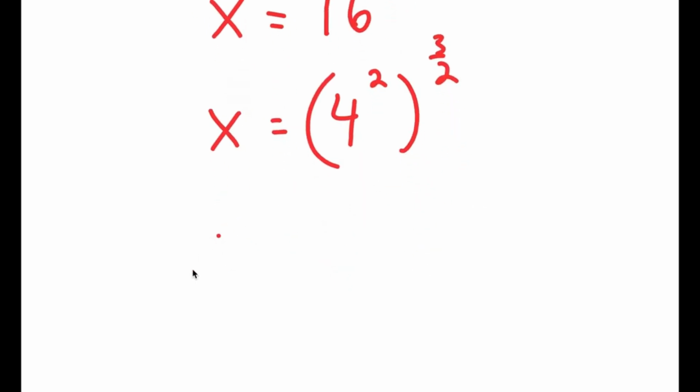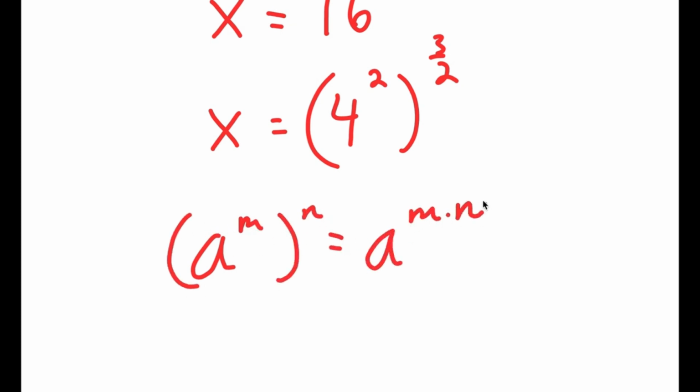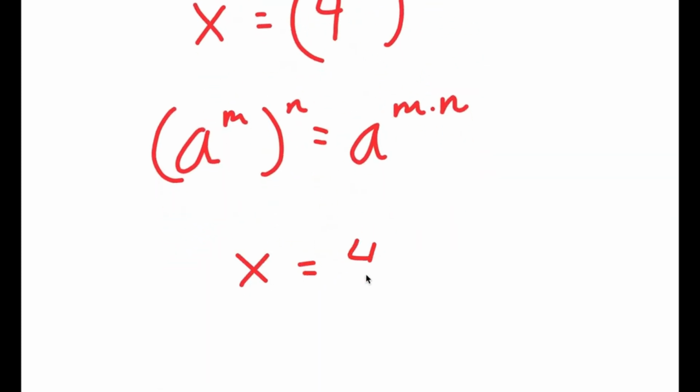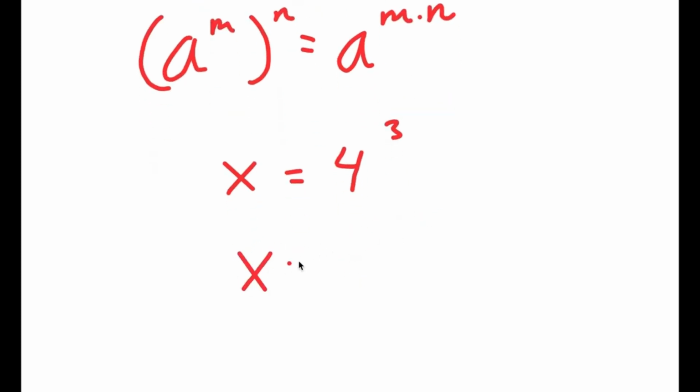And again, if I have something in the form a to the power of m, to the power of n, this is equal to a to the power of m times n. So these two cancel out, and I get x is equal to 4 to the power of 3, and 4 to the power of 3 is equal to 64. So I get x is equal to 64.